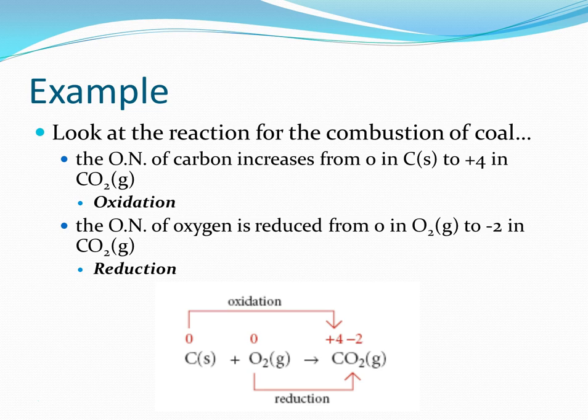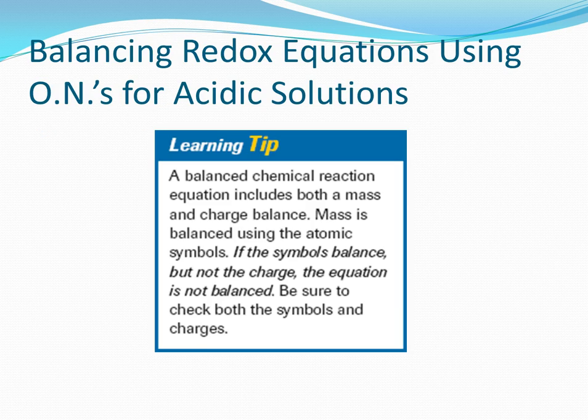We need to begin by determining the oxidation number of each atom in the balanced equation. Here you can see the oxidation number goes up for carbon, so it represents the oxidation in the redox reaction. The oxygen has a lower oxidation number on the product side, so it represents the reduction part of the redox reaction.